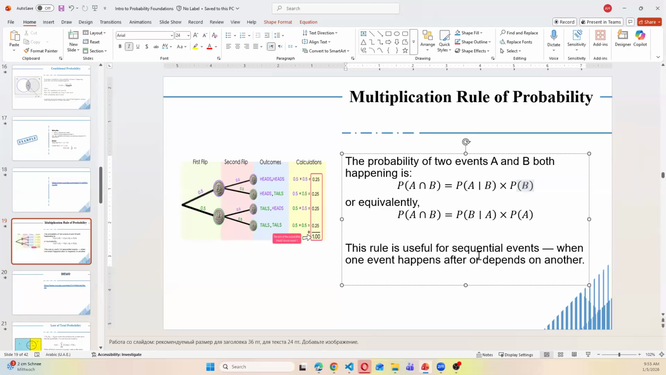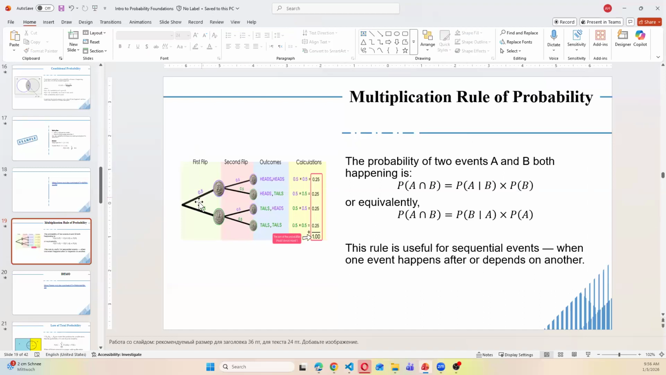So this rule is useful for sequential events, when one event happens after another or depends on another. For example, you flip a coin, so you have 50%, 50%, and you can do heads and heads, like you can see here.